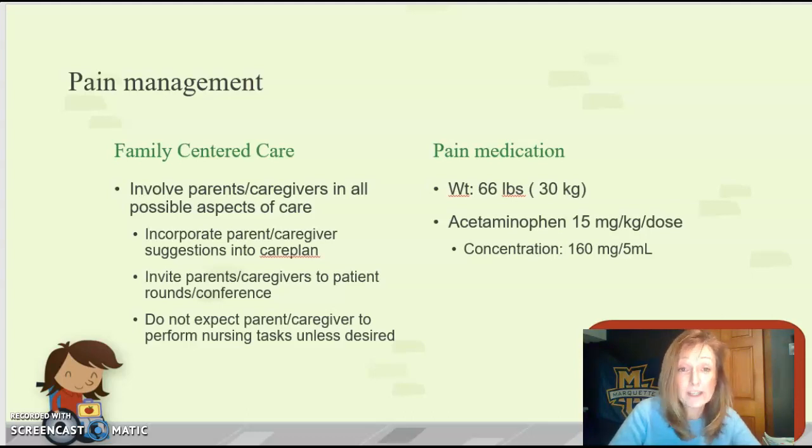Next, the pain medication. The child weighs 66 pounds, which we know is converted to kilograms by dividing by 2.2. To get around the same number in your head you can divide by 2, but then you divide by 2.2 to get the exact number, so it's 30 kilograms. The dose ordered for acetaminophen is 15 milligrams per kilogram per dose. The concentration of that is 160 milligrams in 5 mLs.